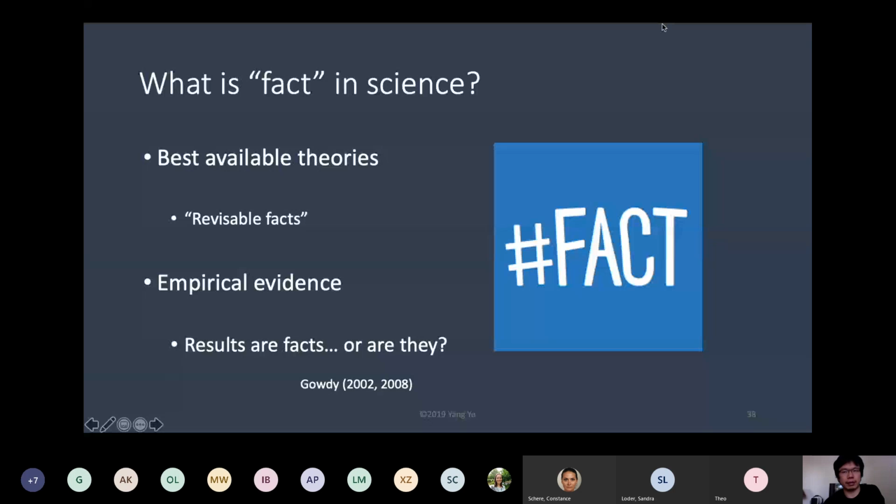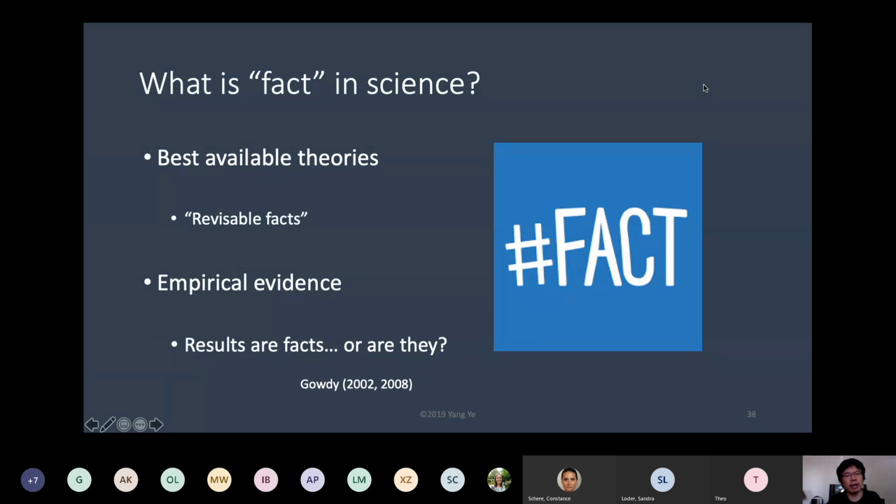So some of you might ask, right? This brought up all kinds of questions, because what I'm basically saying is that we are trying to falsify, like trying to prove theories wrong, right? So people will ask, what does that mean for the term fact? Scientific fact. What is scientific fact? Now, scientific fact is best available theories, right? And these theories are also revisable. So these facts are always waiting to be revised. And the other way of looking at scientific fact is just empirical evidence, right? So the results can often be considered as facts.